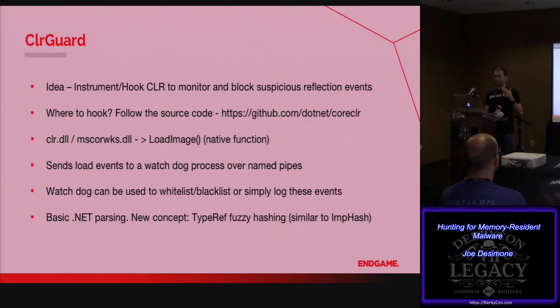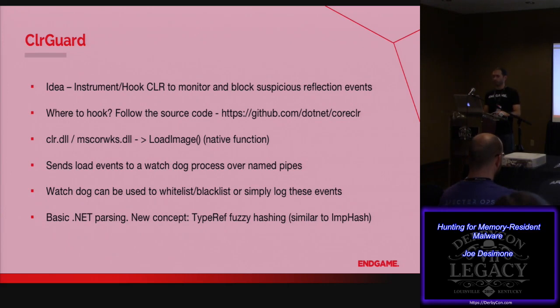Eventually there's this function called LoadImage. It's like the native equivalent. This function will get called anytime you try to load a module through reflection. So I created a DLL called CLRHook. As a proof of concept, I'm just using AppInit DLLs, so it gets loaded into anything that loads CLR, or technically user32, but it'll get loaded into every .NET process on the box, and it'll hook this function.